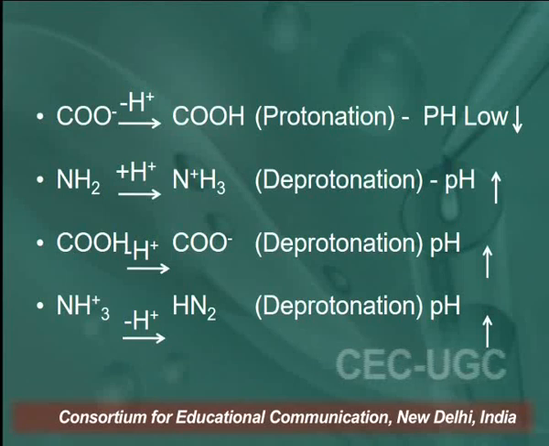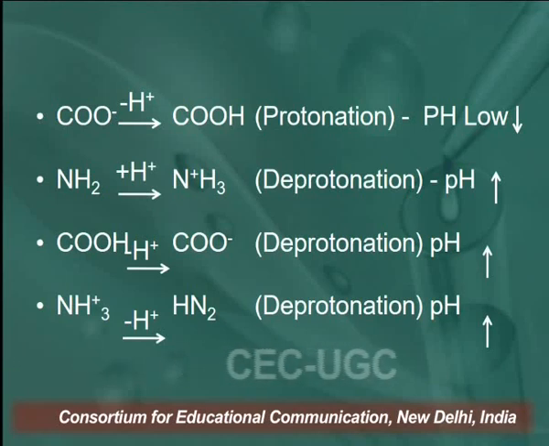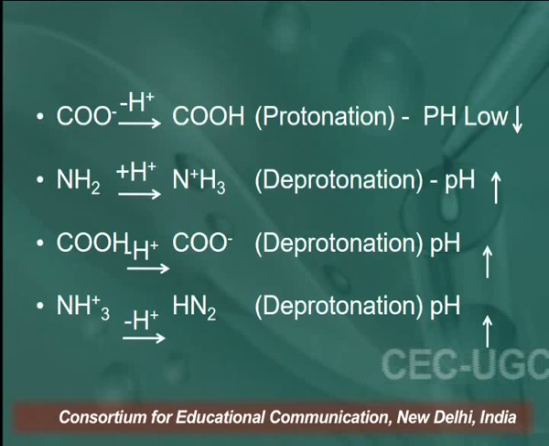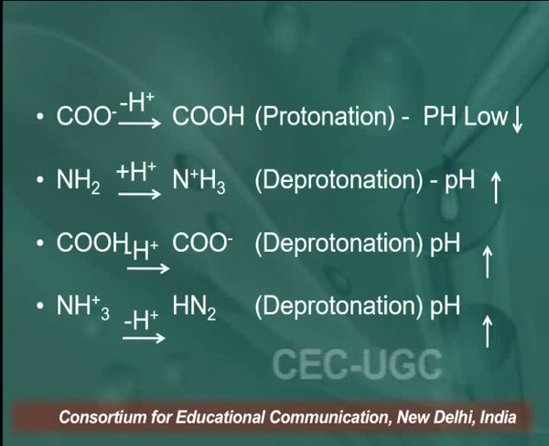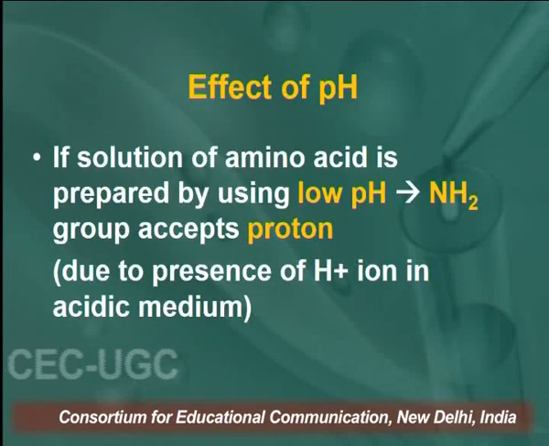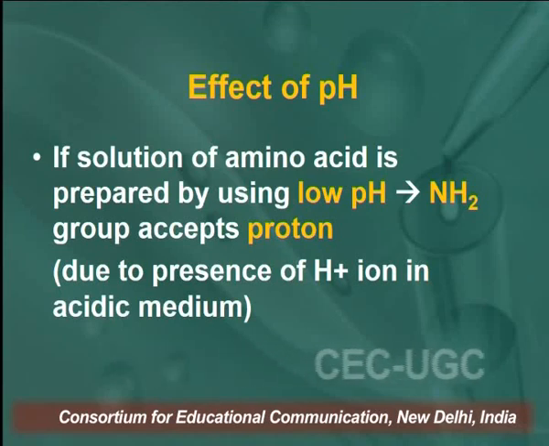So, depending upon the pH of the solution, the amino acid can exist as a cationic form and an anionic form in a solution. But learners, there is a middle point of the reaction when the reaction will be in equilibrium. And here you will see the effect of pH. What is the effect of pH?